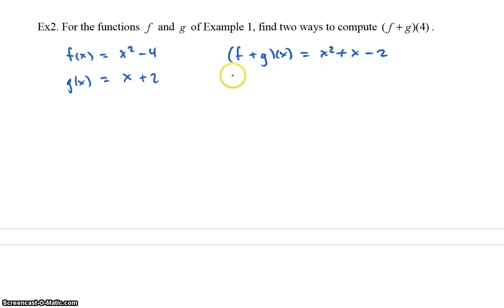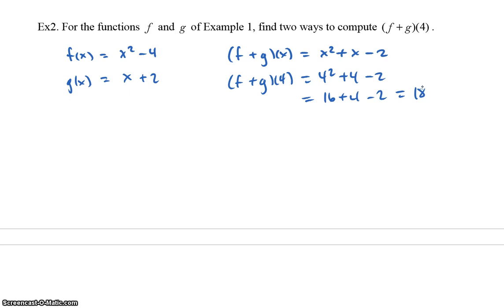So what we could do then is simply substitute 4 for x and compute the function value. So that would be 16 plus 4 minus 2, which gives us 18. So one way to compute f plus g of 4 is to add f of x and g of x, find the function f plus g of x, and then substitute 4 into that function.